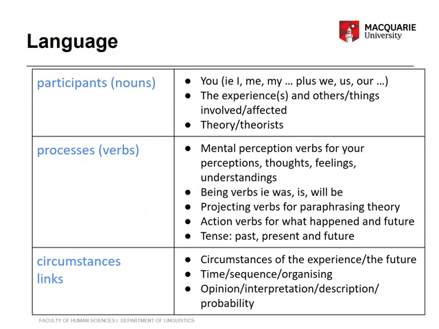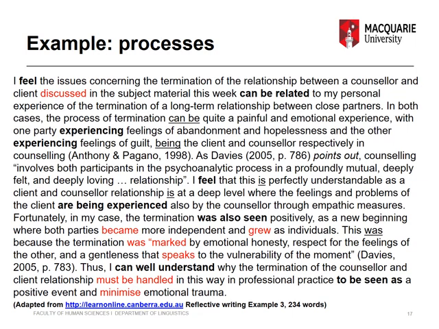Now let's look at the processes in the example. The mental perception processes are words like feel, understand, seen, shown in bold. Underlined are the being verbs, so be, is, was. Sometimes difficult to distinguish between these two types of processes. Shown in red are some action verbs in relation to past and future action.